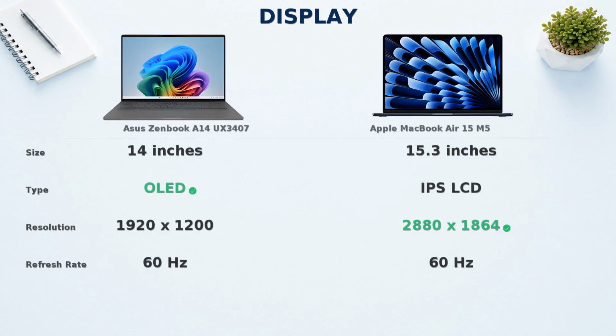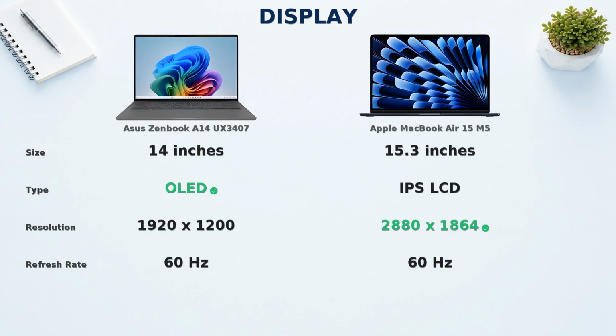A 14-inch screen fits more easily in tight spaces, but 15.3 inches gives you a bit more room for multitasking. OLED on the Zenbook delivers deeper blacks and more vivid colors, while the MacBook Air's IPS LCD is less striking, and the higher 2880 by 1864 resolution on the MacBook Air means sharper detail than the Zenbook's 1920 by 1200. Both displays refresh at 60 Hz, so motion smoothness is identical.